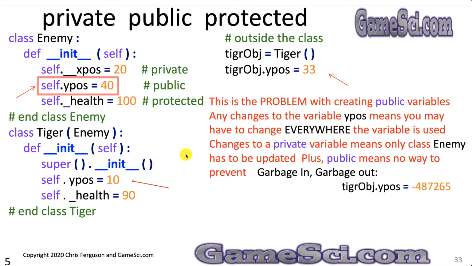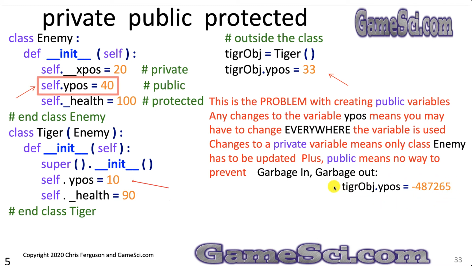Because it's public or not hidden, it means there's no way to prevent garbage in, garbage out. If somebody wanted to set TigerObject.ypos to negative 487,265, there's nothing you can do to stop them. This may be an absolutely bogus value for this variable, but there's nothing you can do to stop it from happening.